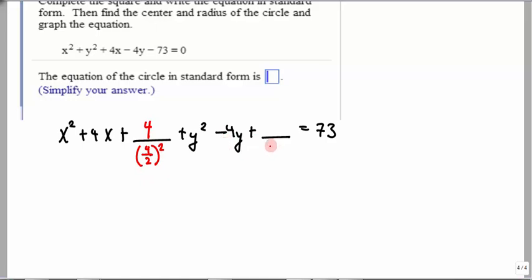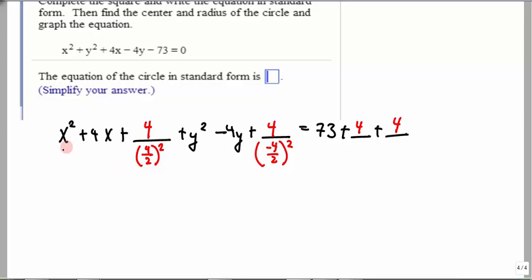Then over here, to find this blank, I take half of negative 4, this linear term, and I square it. Half of negative 4 is negative 2. Negative 2 squared is 4. Now, because I have these two blanks on the left, I also have to have them on the right. So I added 4 to both sides.